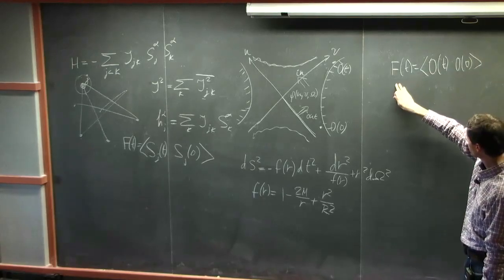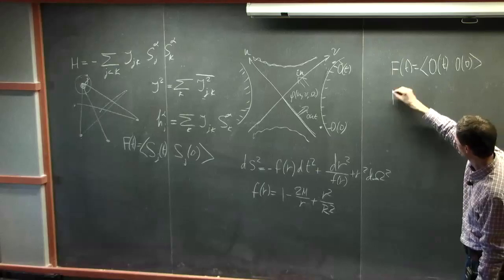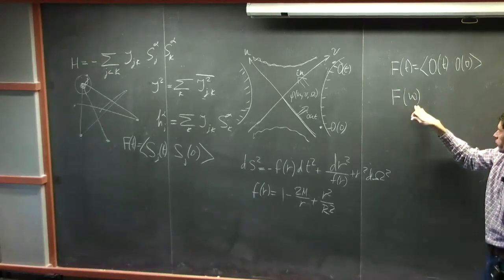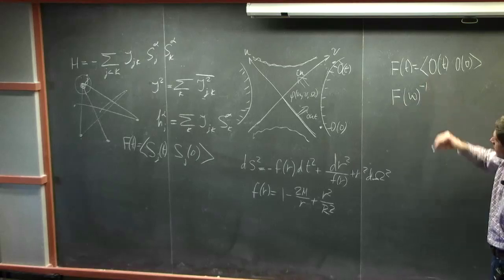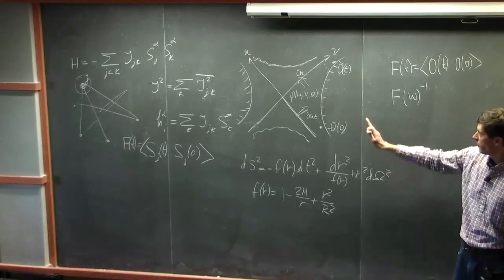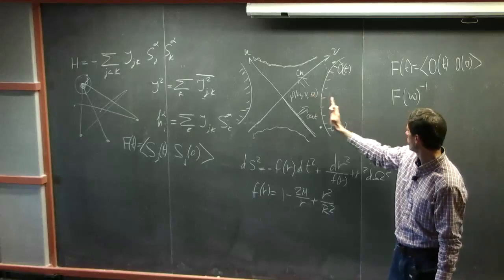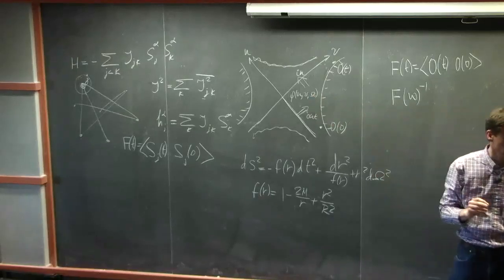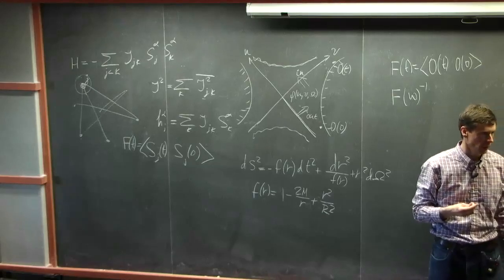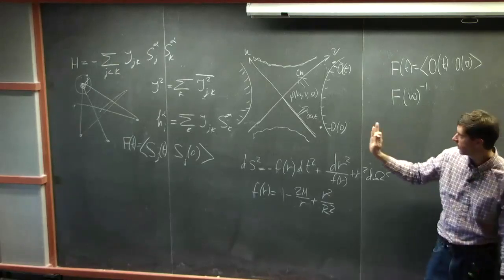And Fourier transform it and take it to the -1. Then the result is an analytic function in omega. And it's not true for an arbitrary system. And it is analytic for the following reason.